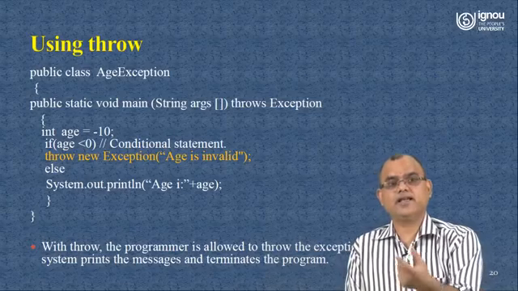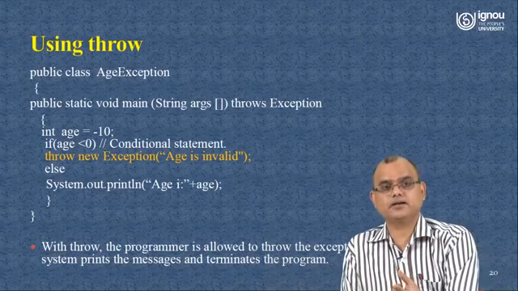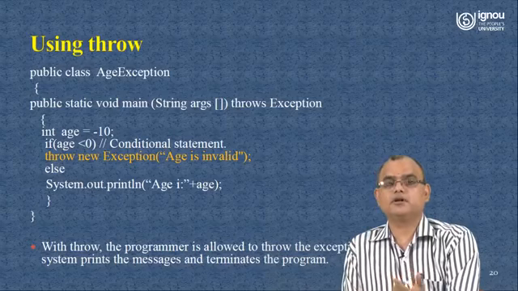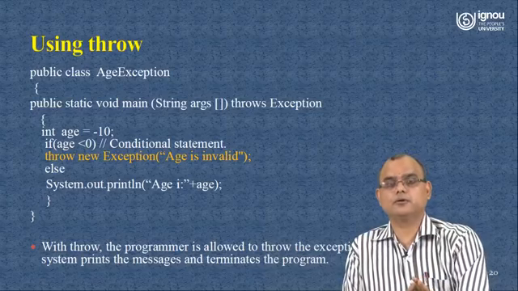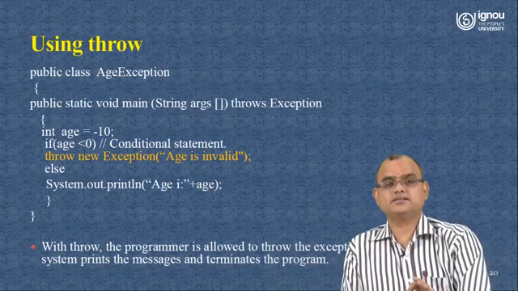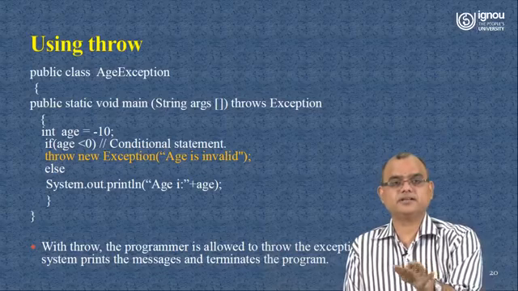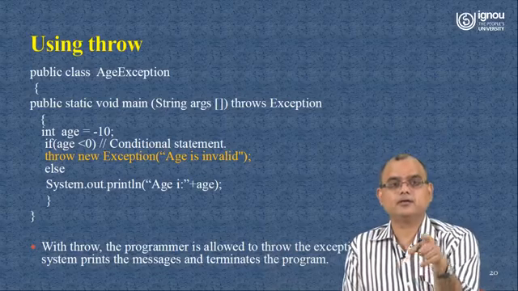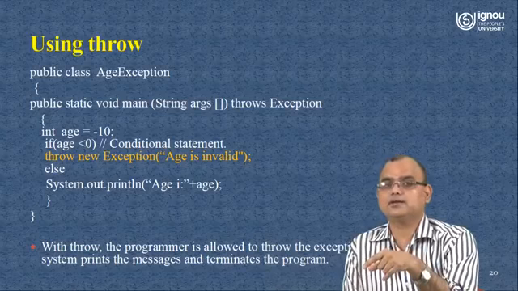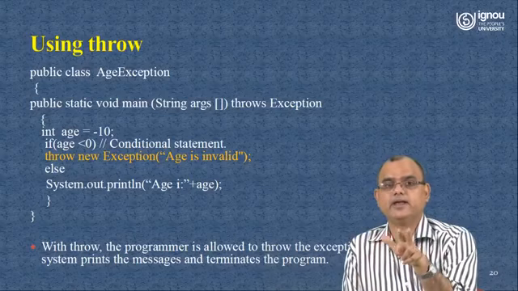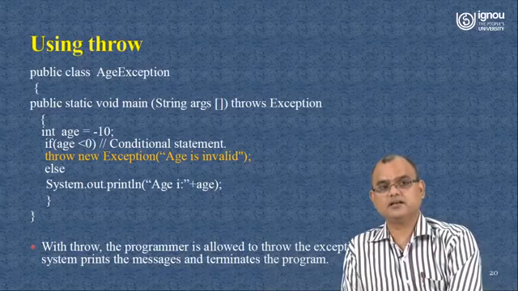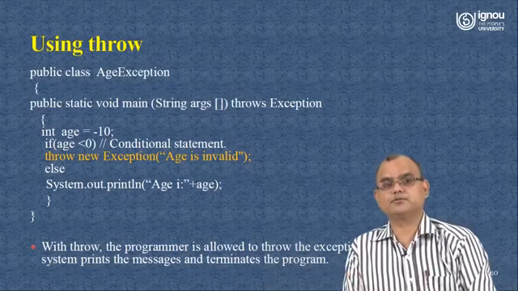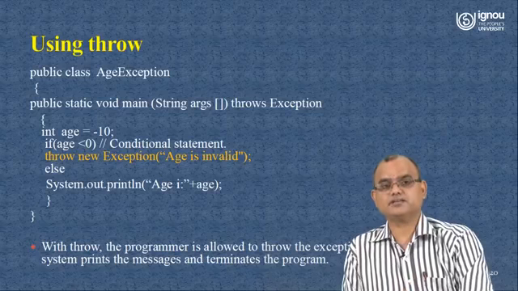this program code is trying to check whether the age variable, which is of integer type, has a positive or negative value stored in it. If the age is negative, it is going to throw one message that the age is negative. So here you can see that it has been shown in different colors: throw, new, exception, and in that you have passed one string, age is invalid. So if this situation is arising, this message will be thrown from your system that this exception has occurred.